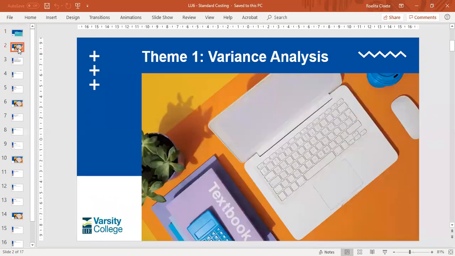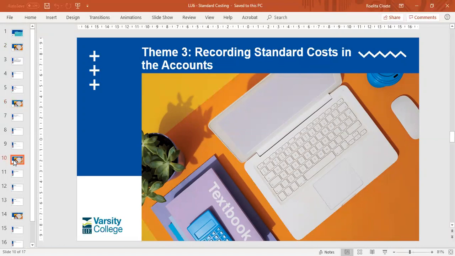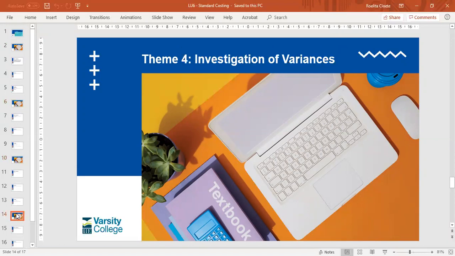So the first theme is variance analysis. We will be spending most of our time on theme 1, variance analysis. Theme 2 is the reconciliation of budgeted and actual profit. Then we move on to theme 3, recording standard costs in the accounts. And lastly, we will look at the investigation of variances.